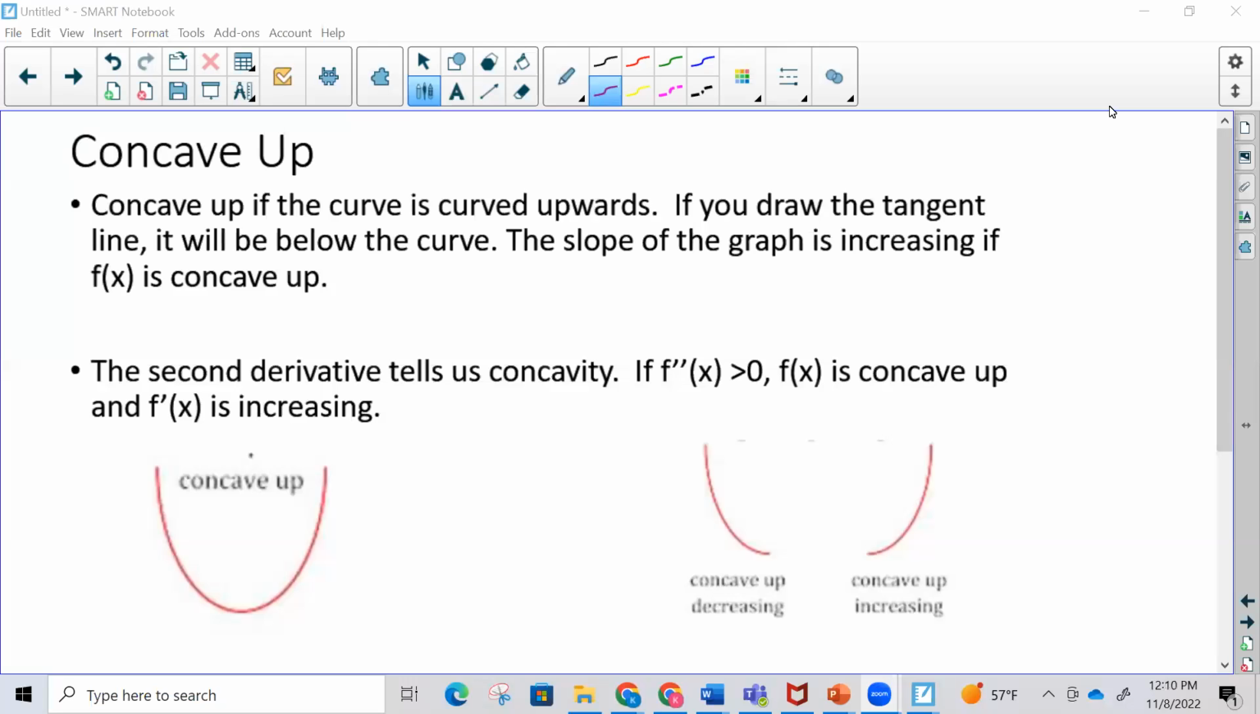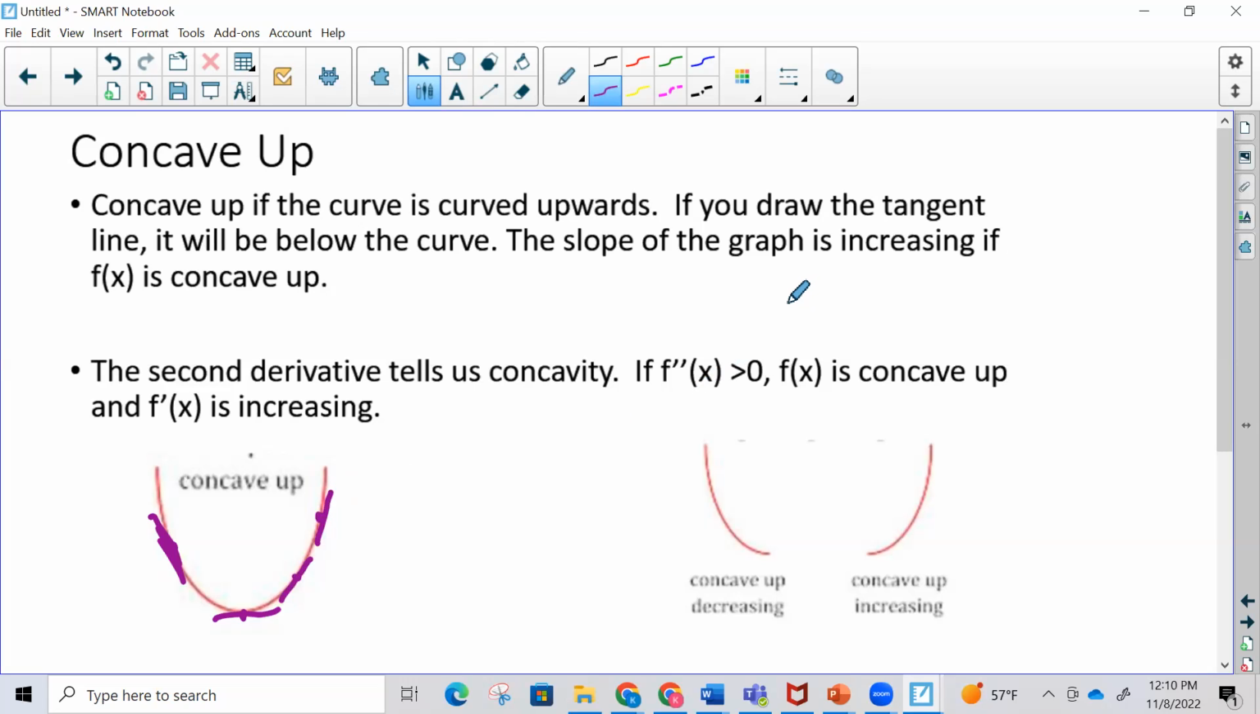So the second feature of graphs we're looking at is called concavity. And we talk about a function being concave up or concave down. So concave up is if the curve is curved upwards. So if you draw the tangent line, it will be below the curve when it's concave up. So like if I draw a tangent line, it will always fall below the curve when it's concave up.